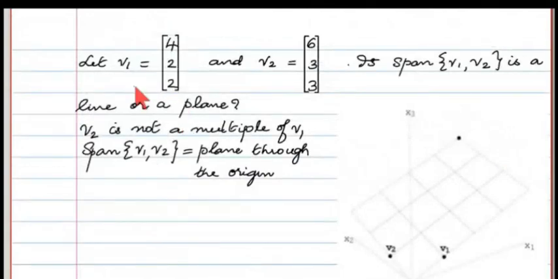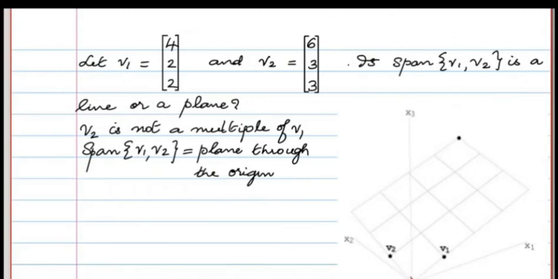Next question. Let V1 equal to (4, 2, 2) and V2 equal to (6, 3, 3). Is span of V1, V2 a line or a plane? Actually, this V2 is not a multiple of this V1. So the span is a plane through the origin. If it is a multiple, it will be a line. If V2 is not a multiple of V1, it will be a plane through the origin. It must pass through the origin.